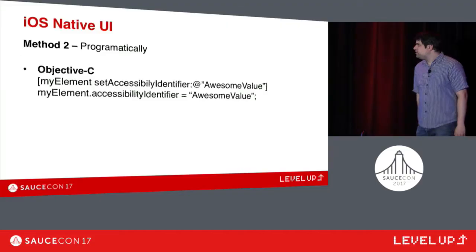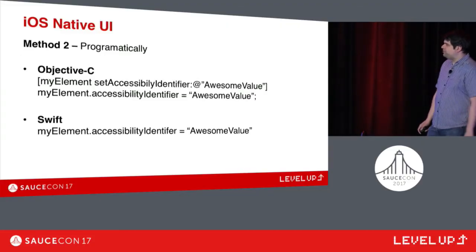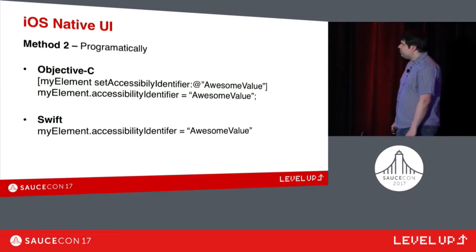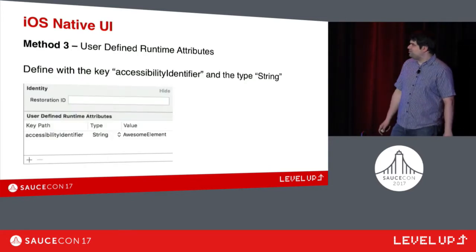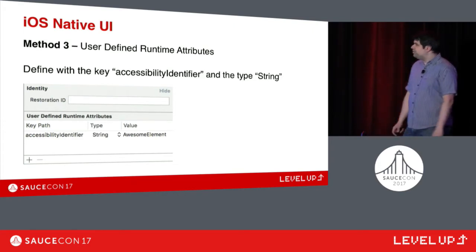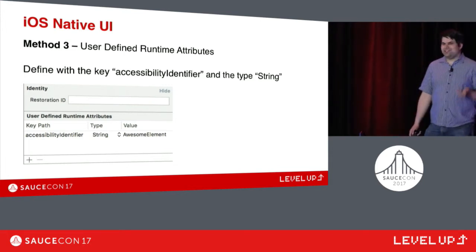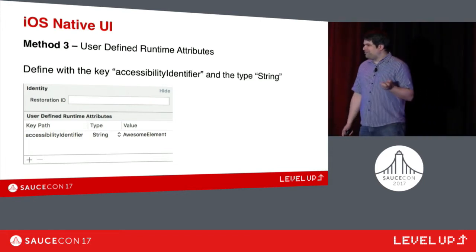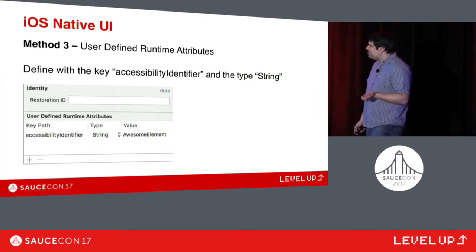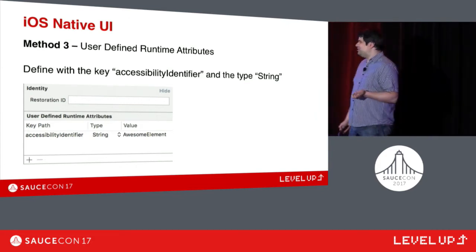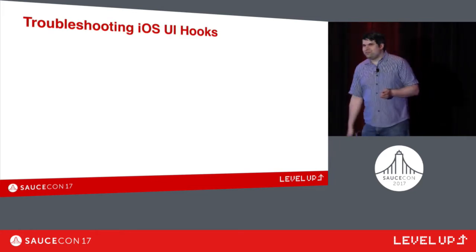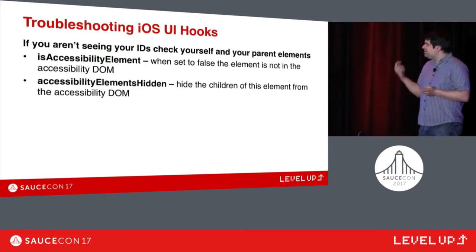So if you look in the accessibility inspector, you can set the identifier there in your Zib or your storyboard. You can also set it programmatically. So there are methods and properties that you can modify in Swift or Objective-C. And then you can also use a user-defined runtime attribute, which is probably the worst way to do it. But in some cases, this is the only way it works. And I won't go into the details of why these scenarios exist. But you will find that this is sort of the sledgehammer approach to making something show its accessibility ID in Appium.